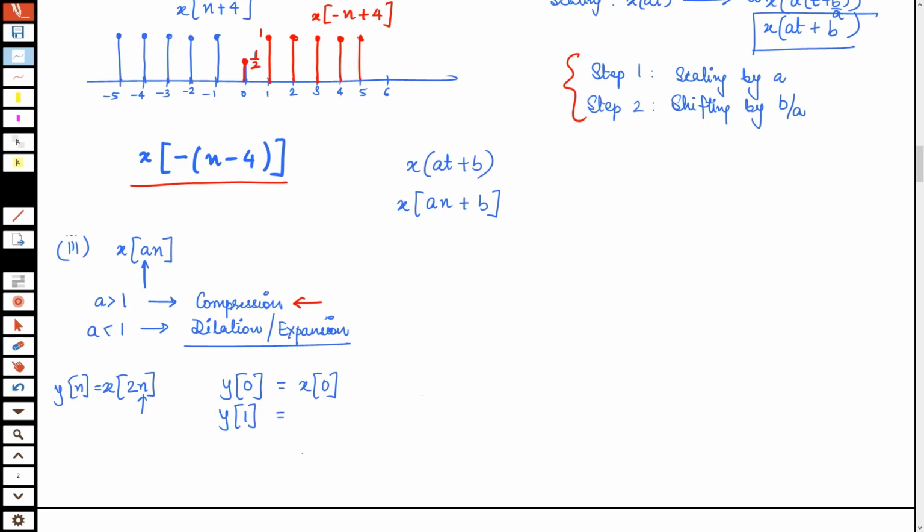What would be at n equal to 1 for this new signal? X of 2 into 1, right? So x of 2 actually goes to n equal to 1. What would be at y3? X of 6. Whatever was at x of 6 now goes to y3. Right? So there is a compression of sorts. You notice that x of 1 doesn't feature anywhere, x of 3 doesn't feature anywhere. That means literally all the odd terms are disappearing, right? So how would this signal look like?